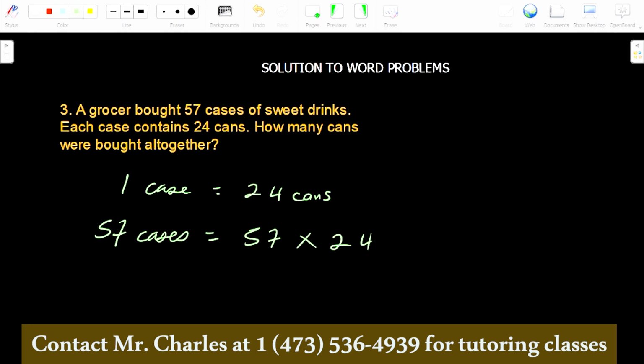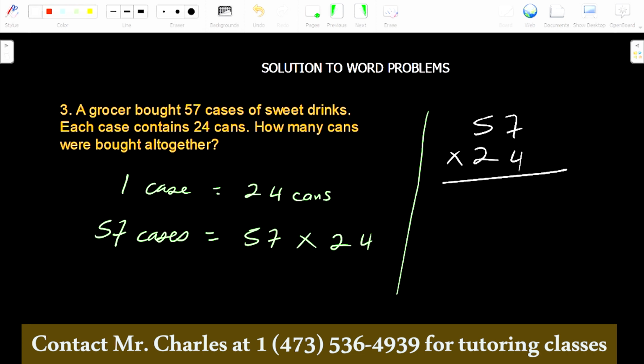Okay, and 57 times 24, let's multiply that. 4 7s are 28. 4 5s are 20, and 2 is 22. You put a 0 here as a placeholder.